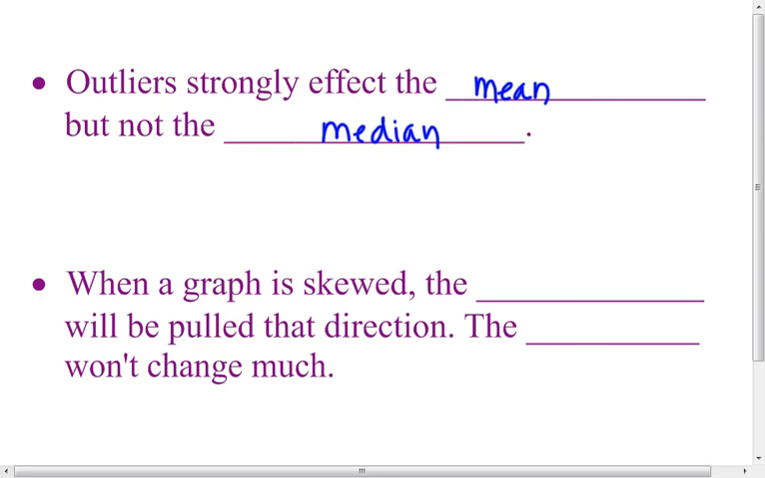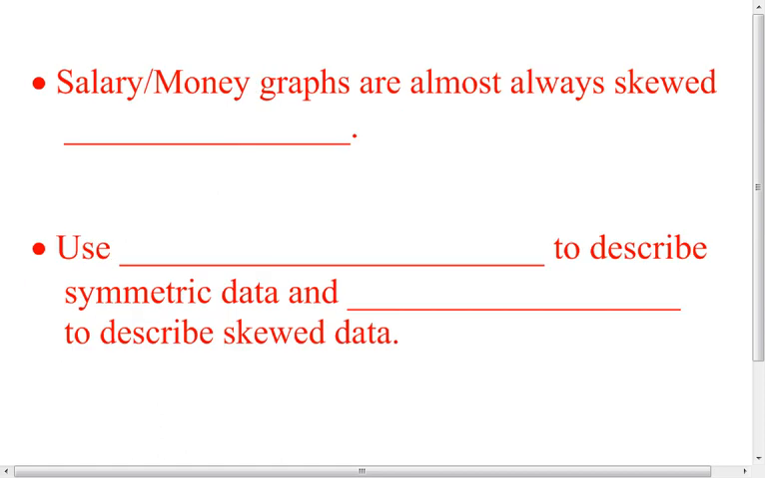When a graph is skewed, the mean gets pulled that direction, and the median doesn't change a whole lot. Okay, and we'll look at some pictures of this and talk about it in a minute. Salary and money graphs are almost always skewed, and I want you to think about this. What direction? Are they skewed left or skewed right?